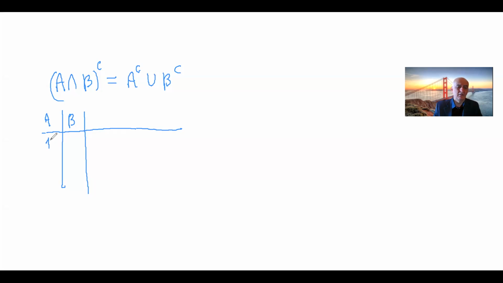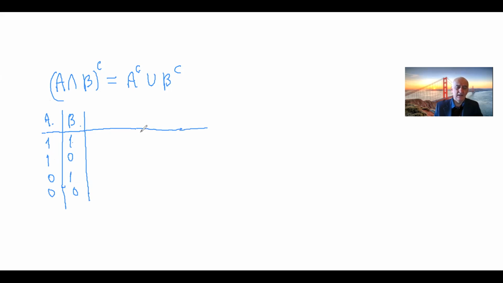But we should consider all combinations. So, what it means, 1, 1. It means that this is the case when this arbitrary element belongs to set A and at the same time belongs to set B. Okay, so let's consider all combinations. Here is 1, 1, 1, 0, 0, 1, and 0, 0.